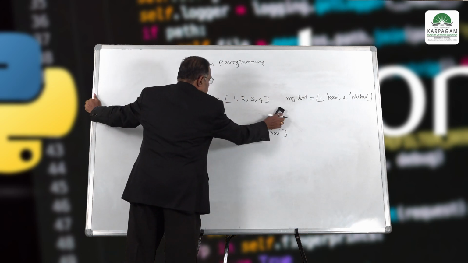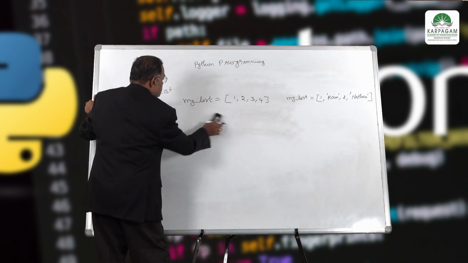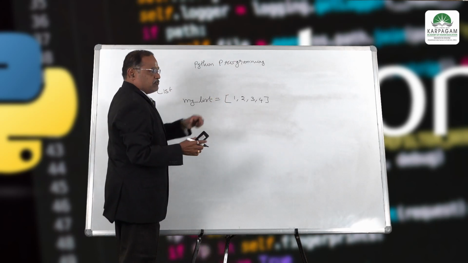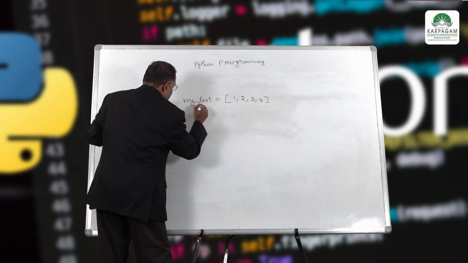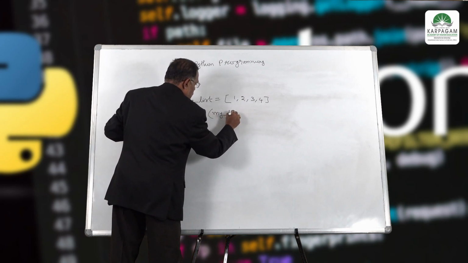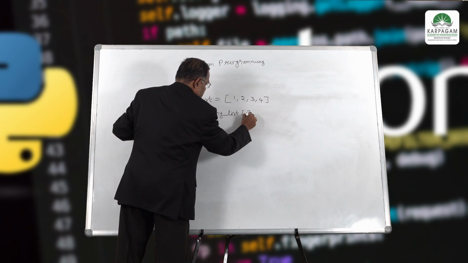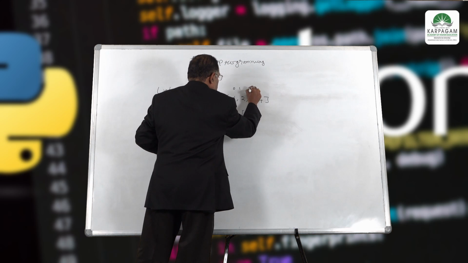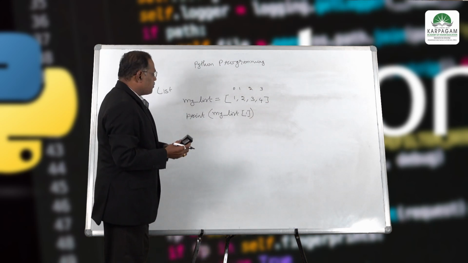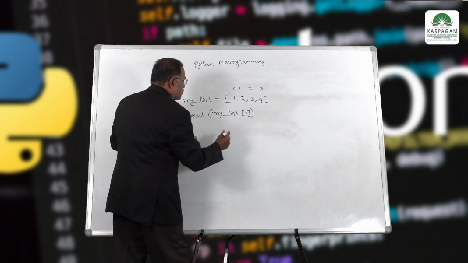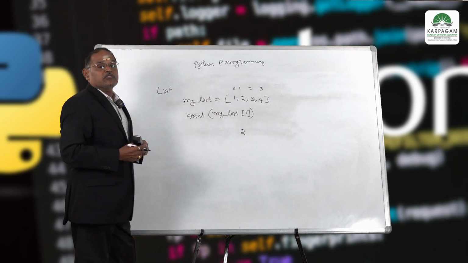Fine. Now I am going to access the list. I have stated my list, that is a numeric list, 1, 2, 3, 4, 5. Now I am going to access this list. Print my_list of 1. So my index starts at 0, 1, 2 and 3. The 1 indicates the position, so my output will be 2.